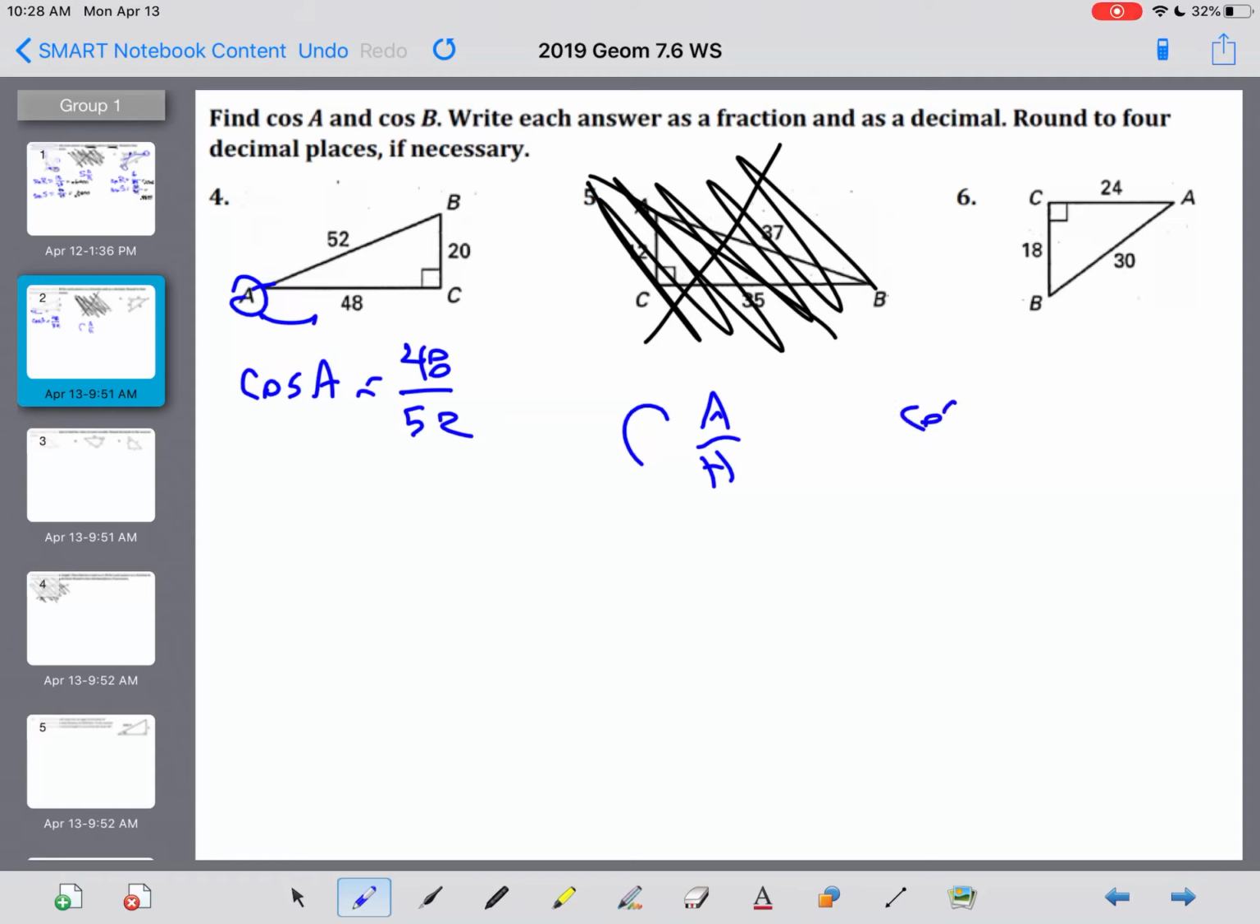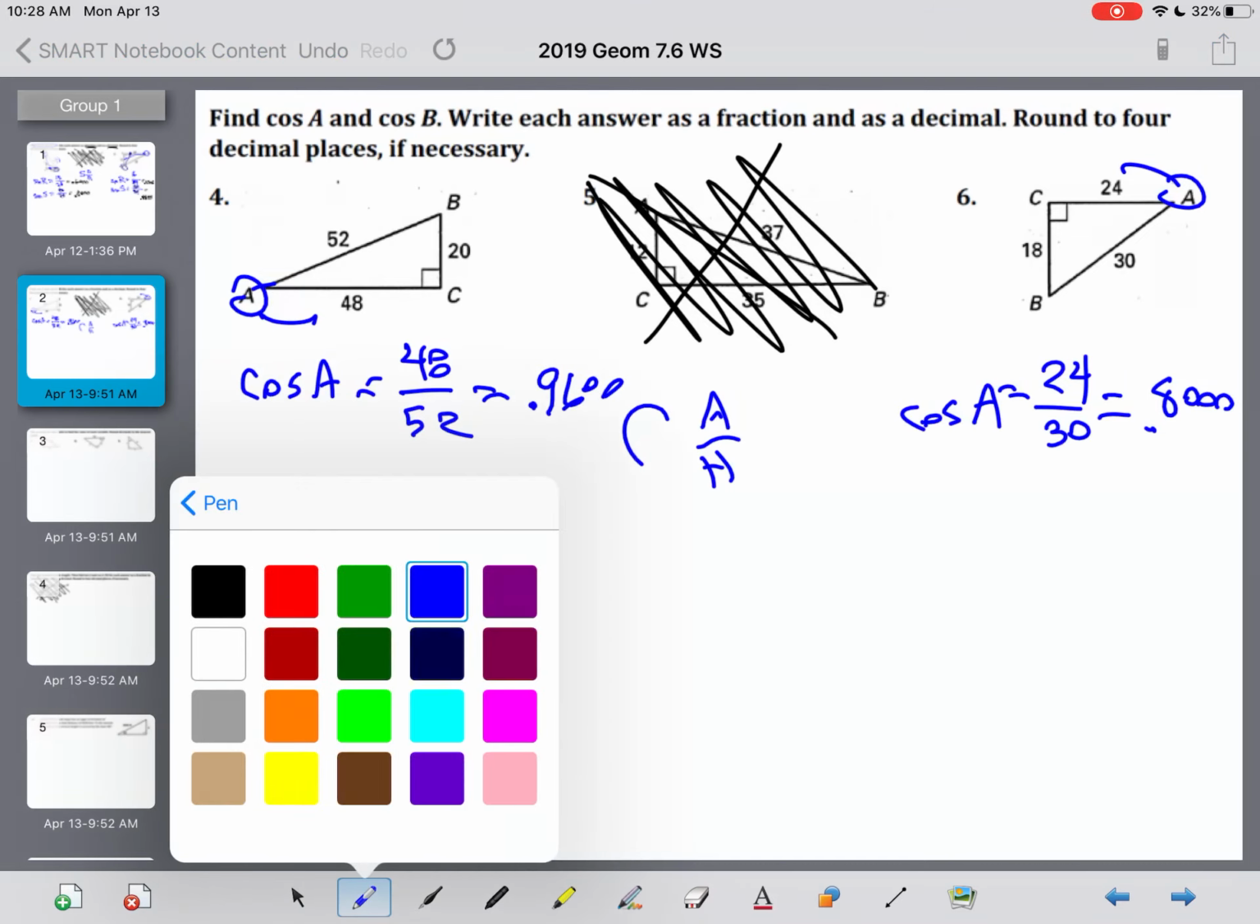And over here, cosine A is going to be 24 over 30. And let's figure out those decimals here. And we're going to get 0.96 here. And over here, we're going to get 24 divided by 30. 0.8000. If we want, I could add 2 zeros here.